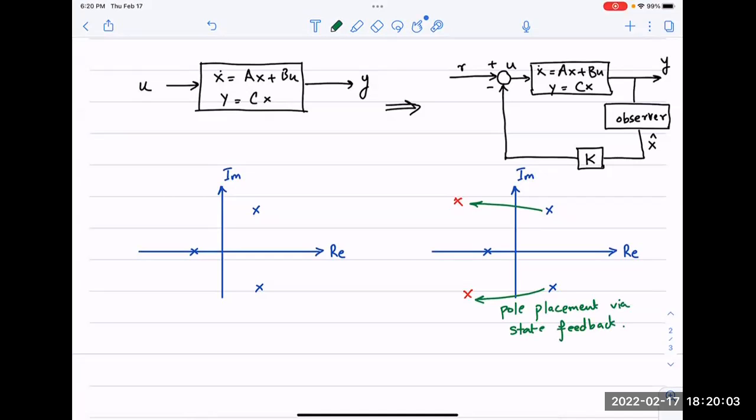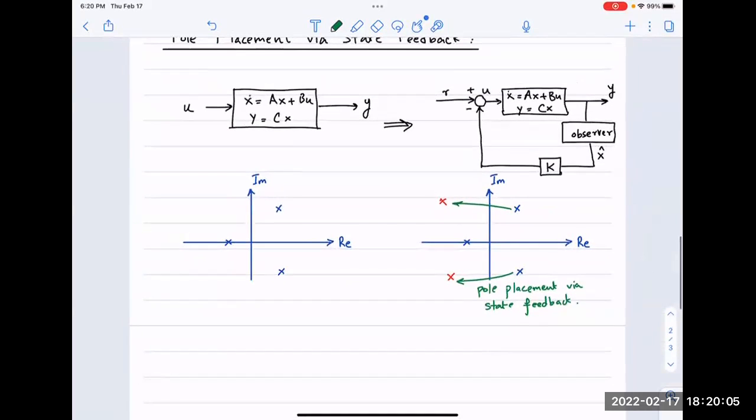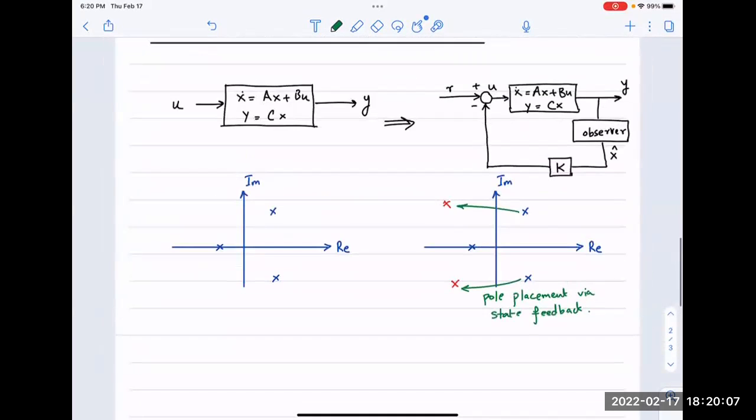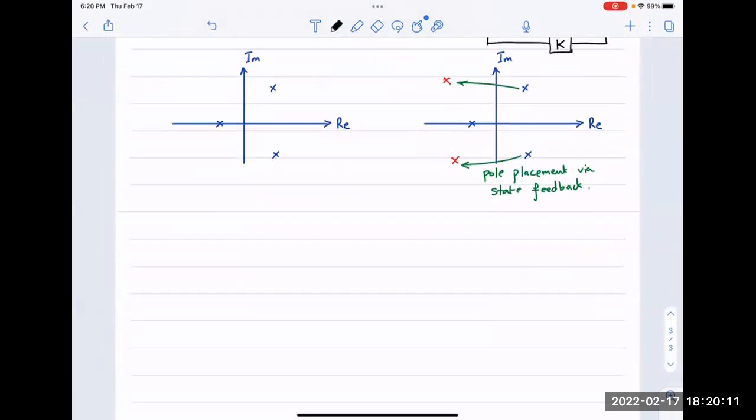So let's look at the mathematical description of the feedback system. By looking at this diagram here, the feedback system can be expressed as follows.